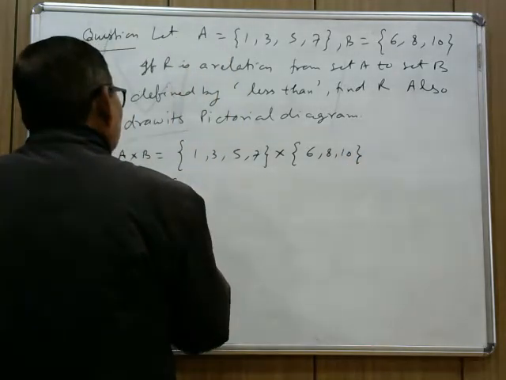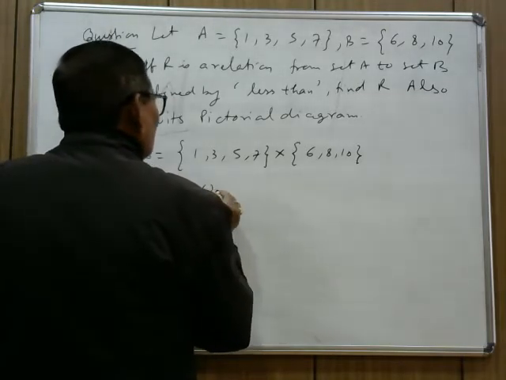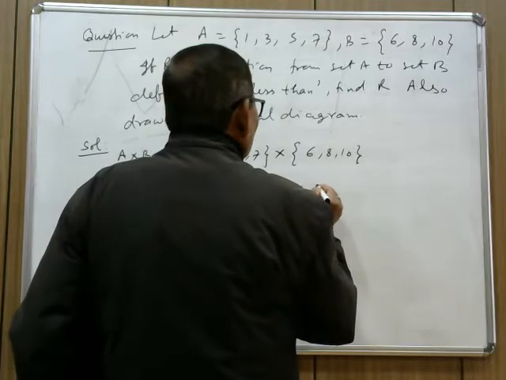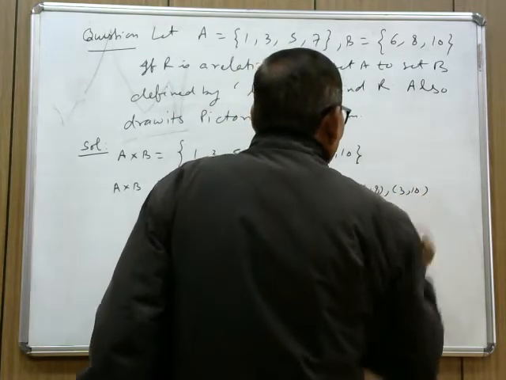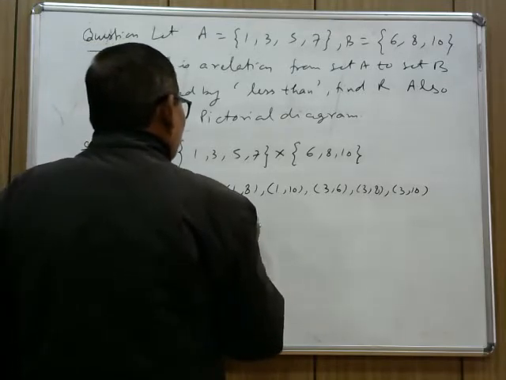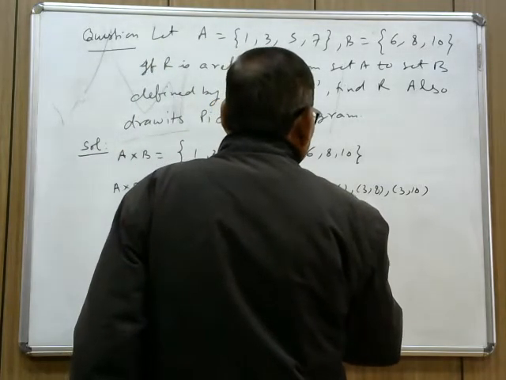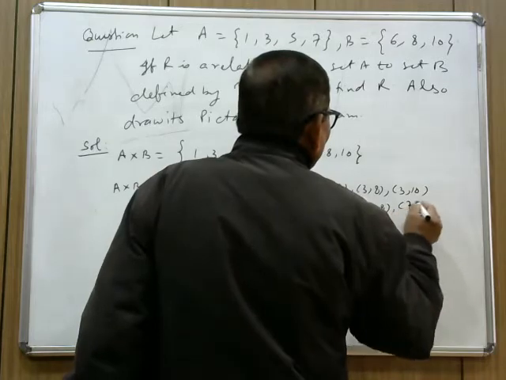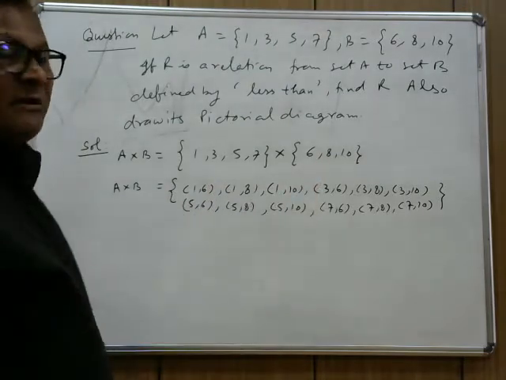Now you see, the elements of A cross B are as follows: (1, 6), (1, 8), (1, 10), (3, 6), (3, 8), (3, 10), (5, 6), (5, 8), (5, 10), (7, 6), (7, 8) and (7, 10). These are the elements of A cross B.